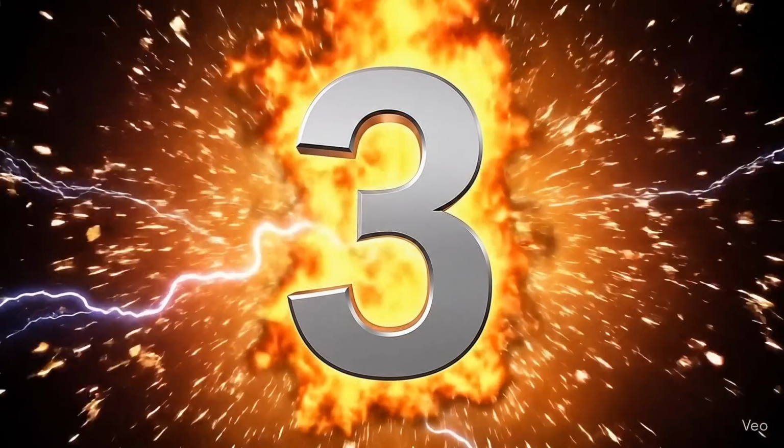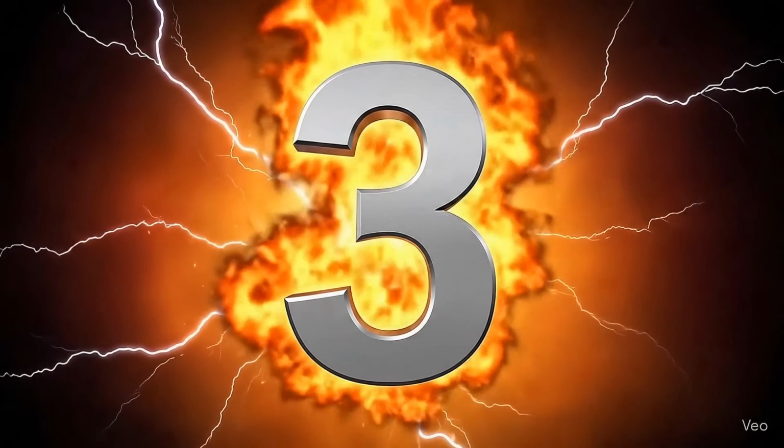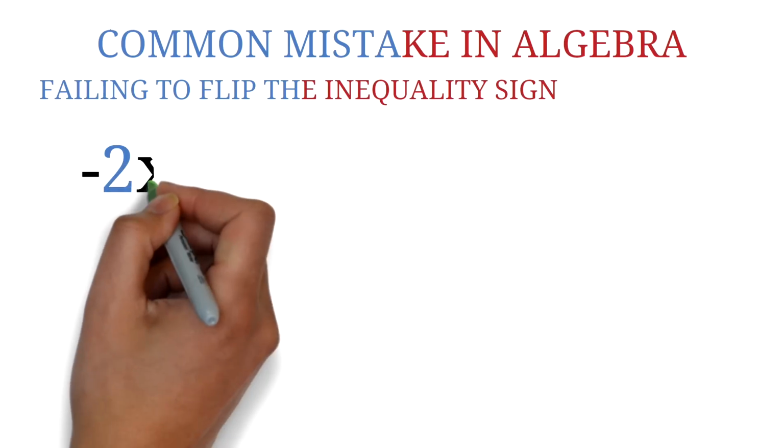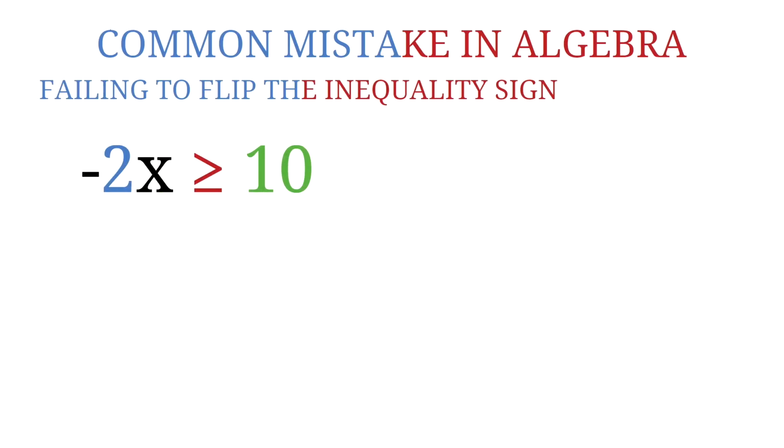This next one is a simple but costly oversight that can flip your answer on its head. Number 3: Failing to flip the inequality sign. So let's take a look at an example. Negative 2x is greater than or equal to 10. How will you go about solving this?